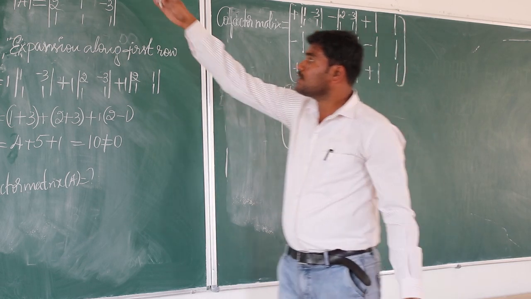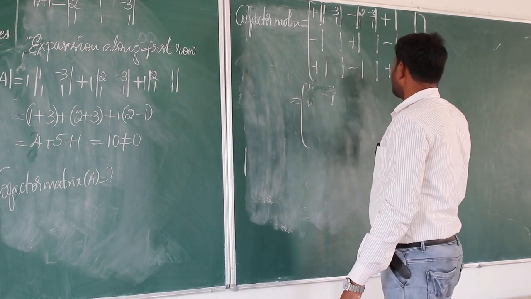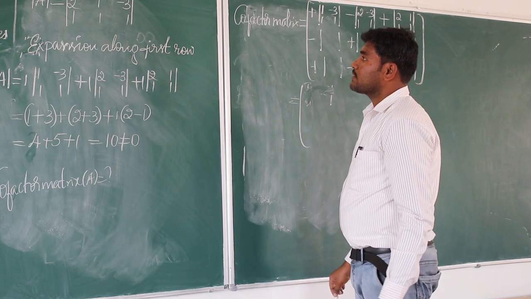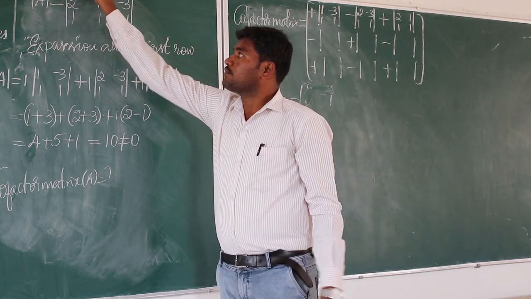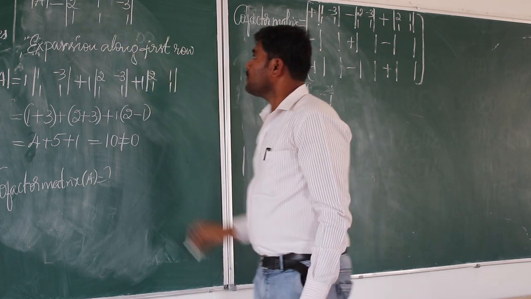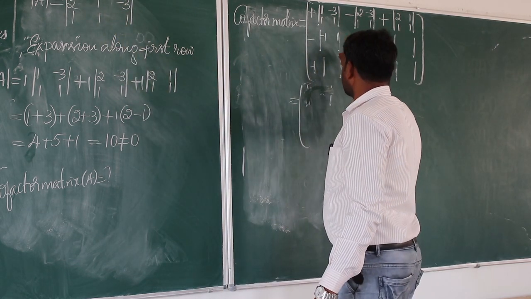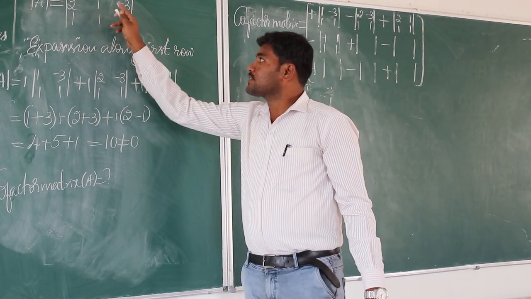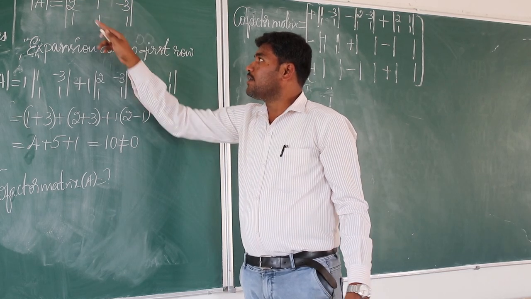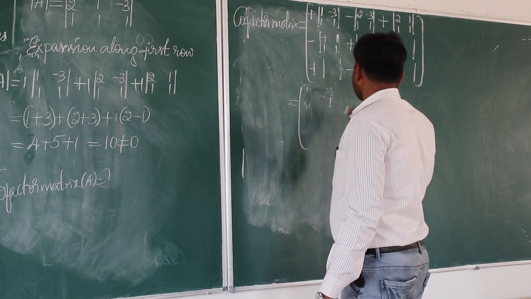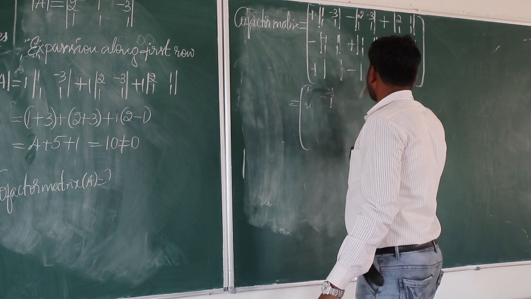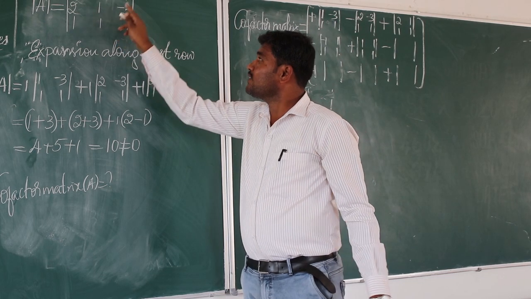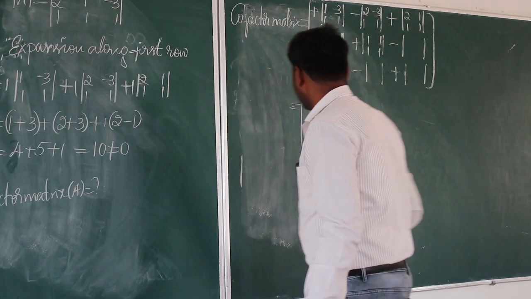So deleting first row, third column, it becomes 2, 1, 1, 1. Second row elements: deleting second row, first column, the determinant is minus 1, 1, plus 1, 1. Next, second row, second element: deleting second row, second column, it becomes 1, 1, 1, 1. Now the cofactor of second row, third element: deleting second row, third column, 1, minus 1, plus 1, plus 1.